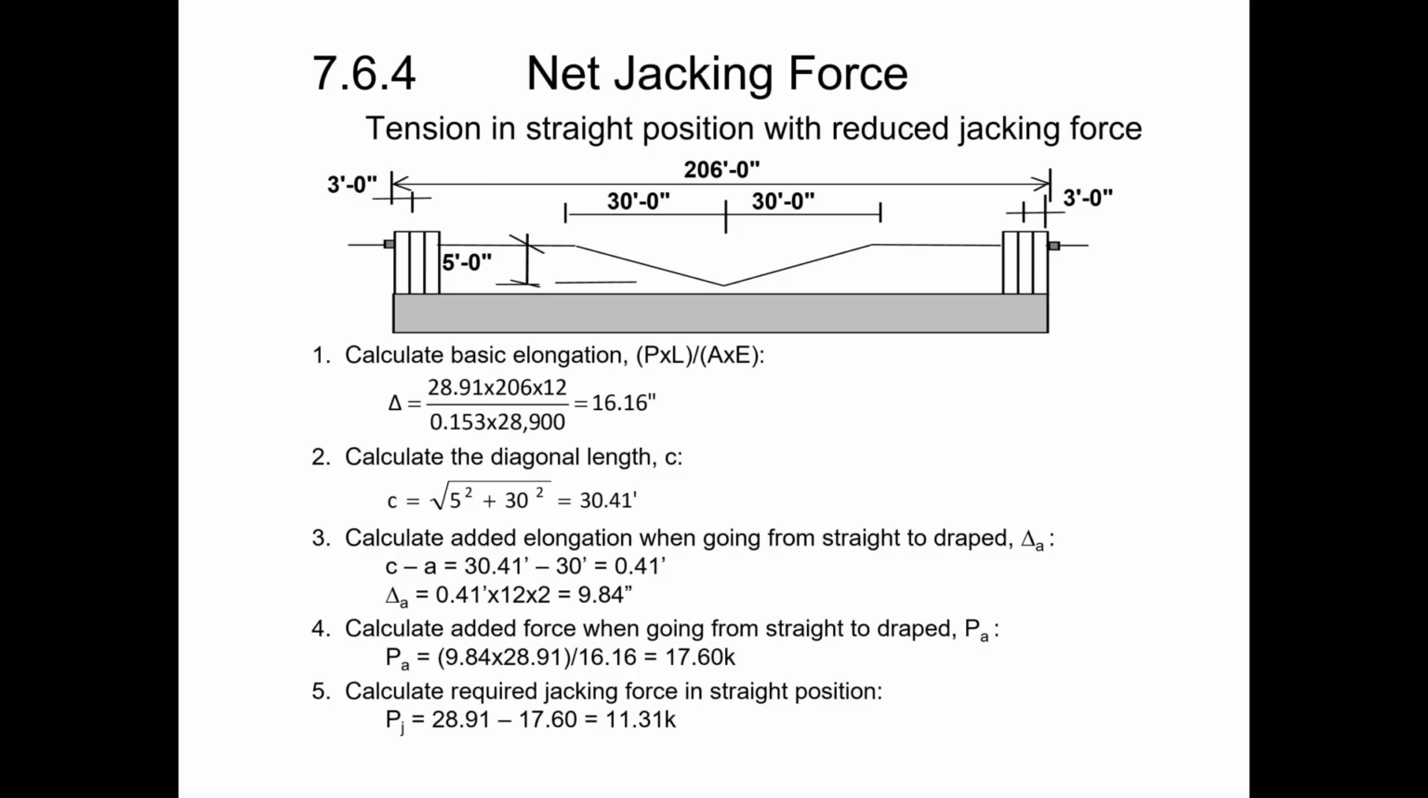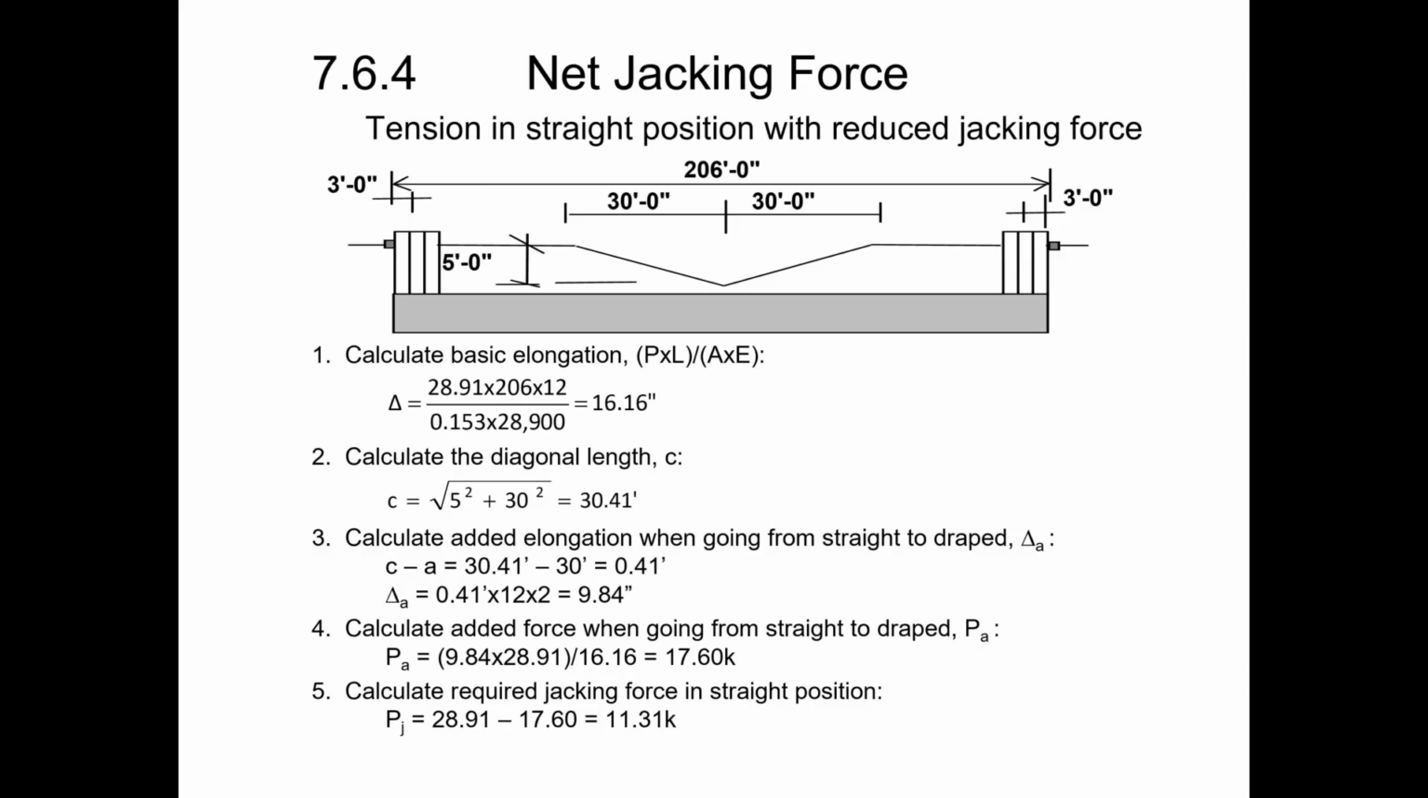Next, let's calculate our diagonal length C. A is 30 feet, B is 5 feet, so C is the square root of A squared plus B squared. In this case, C is 30.41 feet.